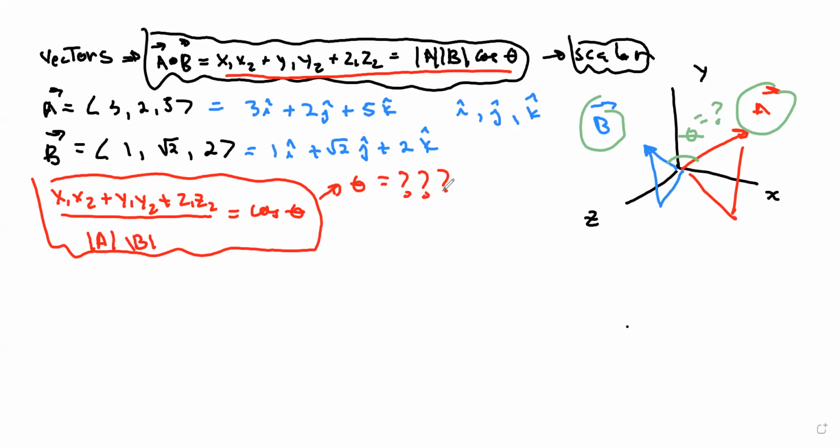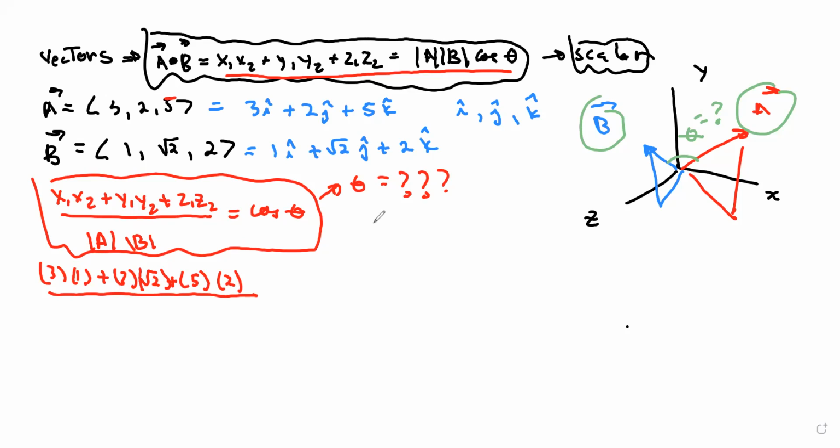The upper part, the numerator, is easy because it's going to be 3 times 1, plus 2 times square root of 2, plus, I forgot the plus right here, and then it's going to be a 5 here, 5 times 2. And this is going to be divided by the magnitude of A.